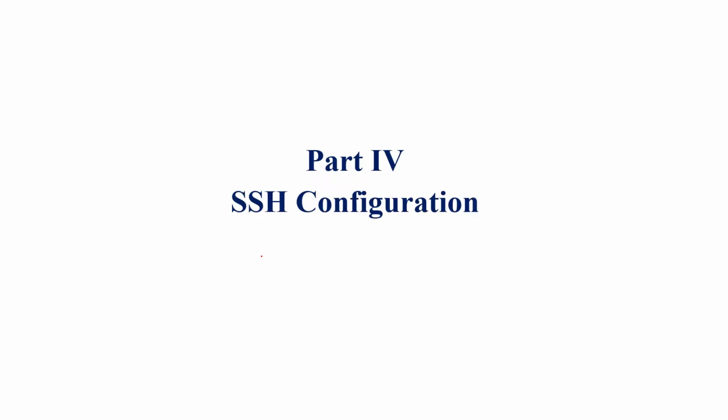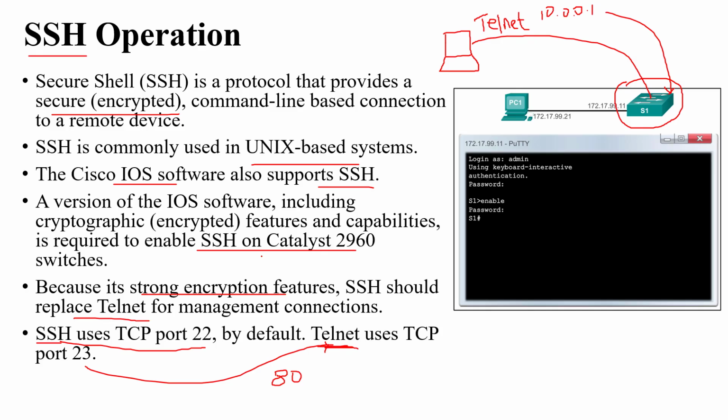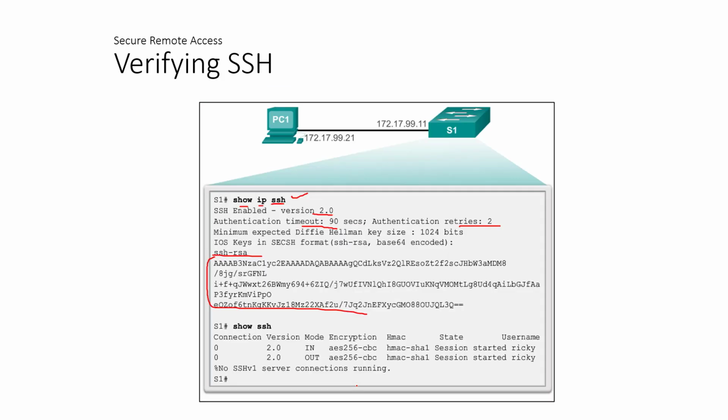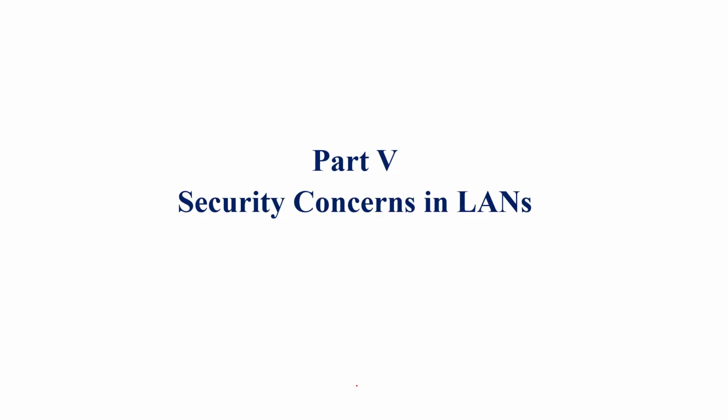So I'll just show you the SSH configuration. Telnet is not a safe protocol. It is a plain text protocol. You can use the SSH protocol. So how to configure the SSH protocol? These are the commands. You have to configure these commands in your switch. Then you can verify your SSH by using show ip ssh. So this is about configuring the SSH protocol.